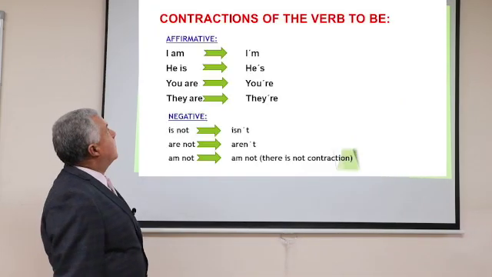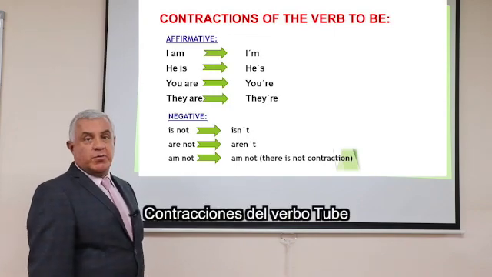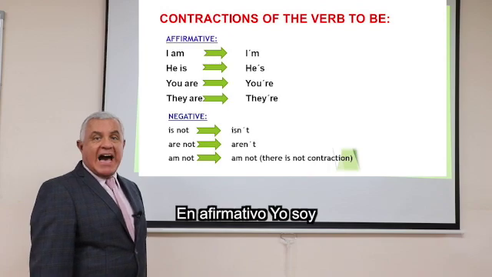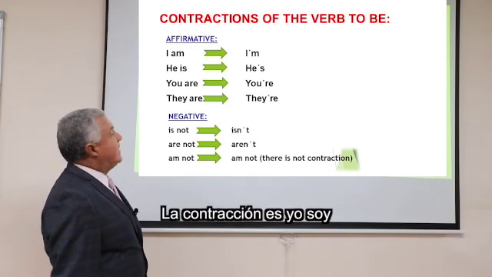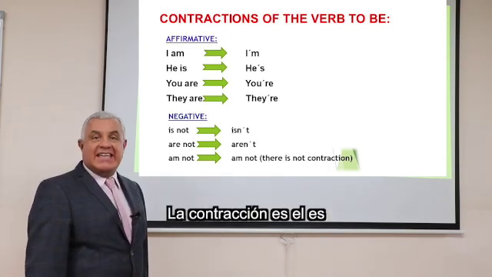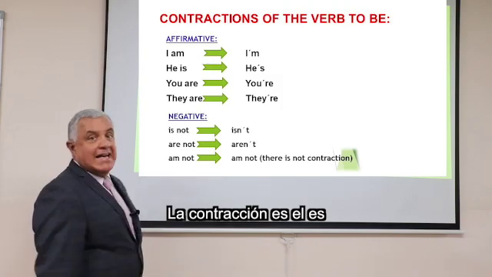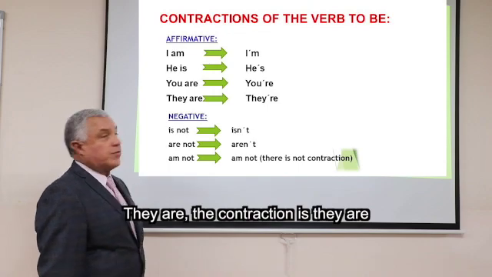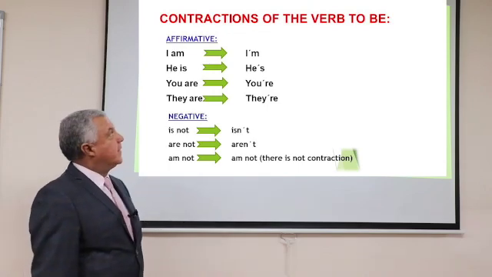The next one. Contractions of the verb to be. In affirmative, I am. The contraction is I'm. He is. The contraction is he's. You are. The contraction is you're. And they are. The contraction is they're.